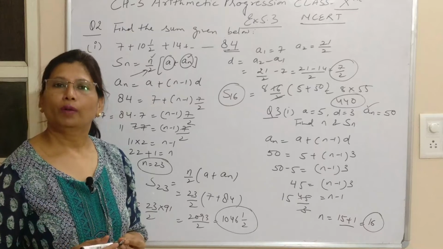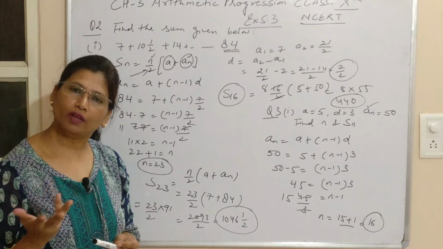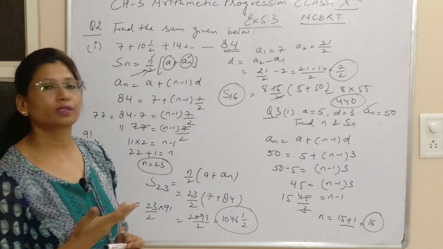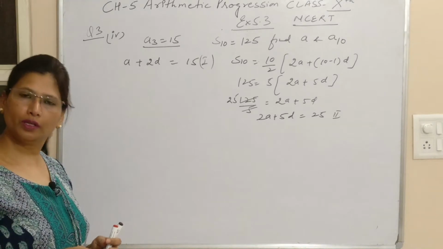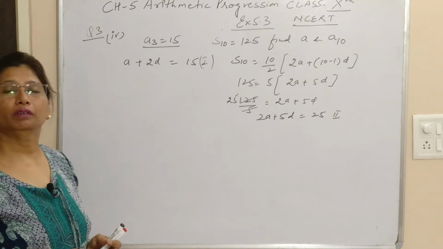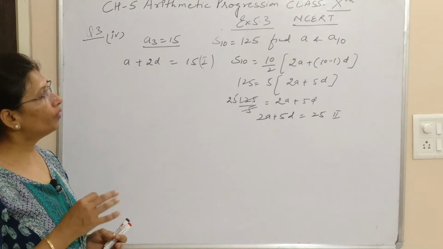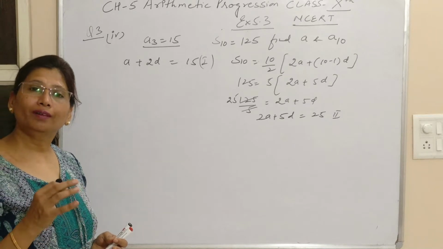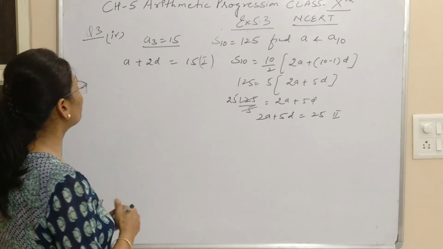I'll just take one more question and you will understand the remaining questions. You can try from your side. So one question of this third question, I am taking one of the parts. Now I am taking the fourth part of question number 3. In this question we have been given the third term and the sum of 10 terms. We have to find the first term and the 10th term. So it's a good question because altogether we have been given different things.